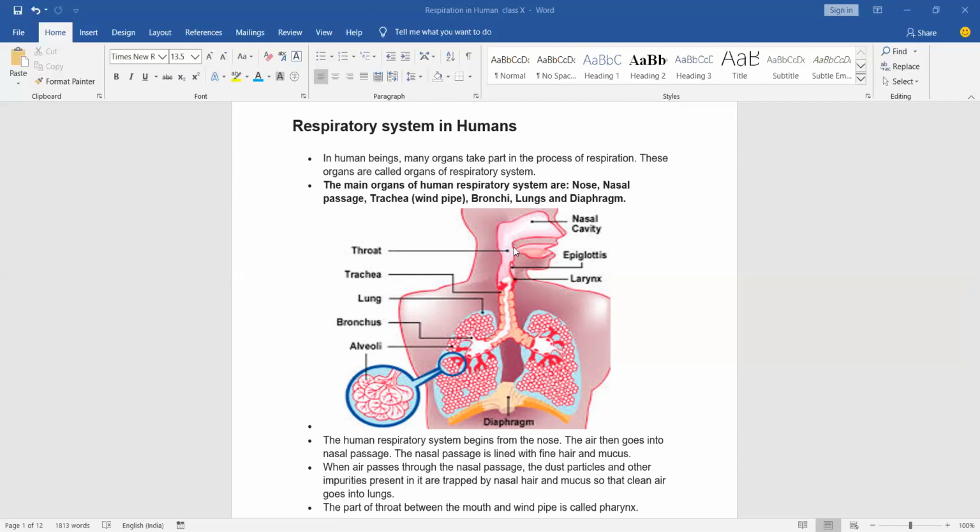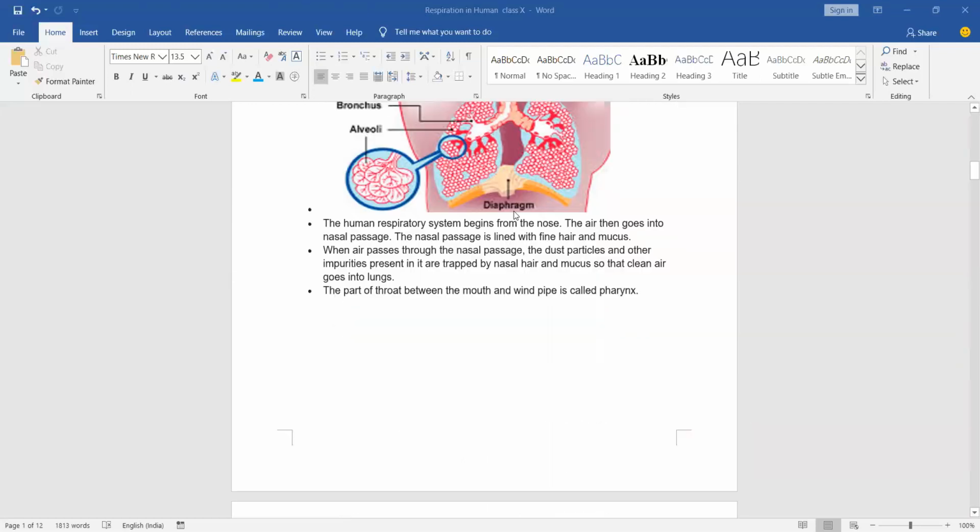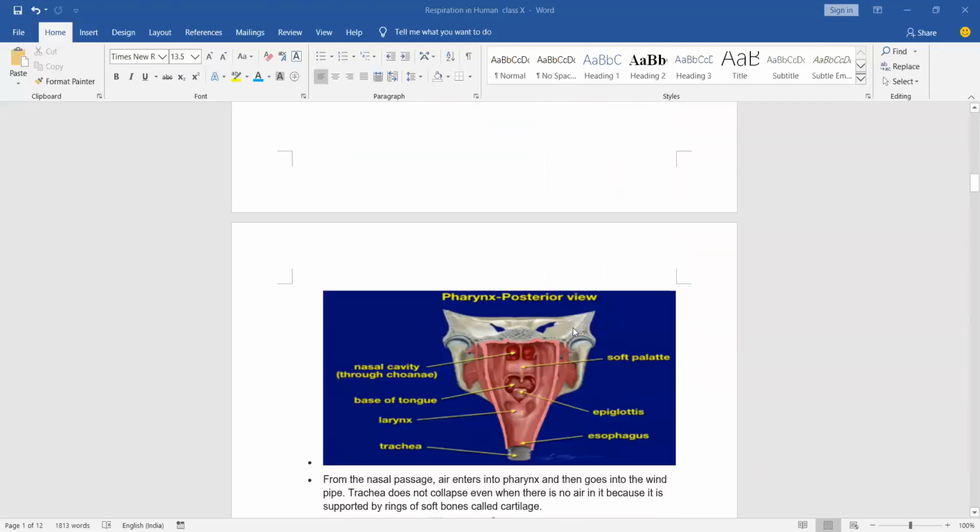The part of the throat between the mouth and windpipe is called the pharynx. This is a diagram of the pharynx. Soft palate. This is a bony structure which separates the upper jaw and lower jaw. From the nasal passage, air enters the pharynx and then goes into the windpipe.